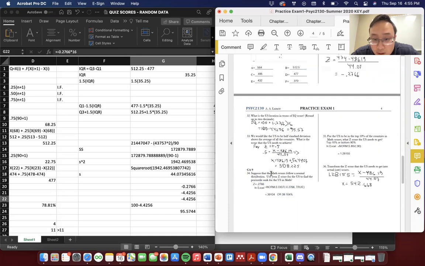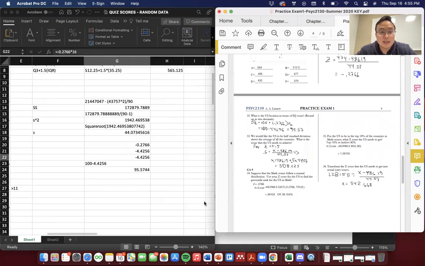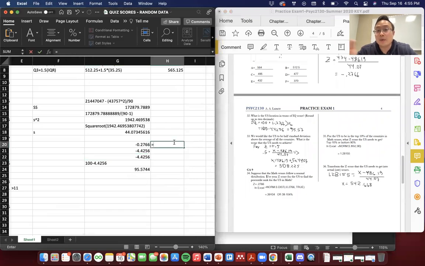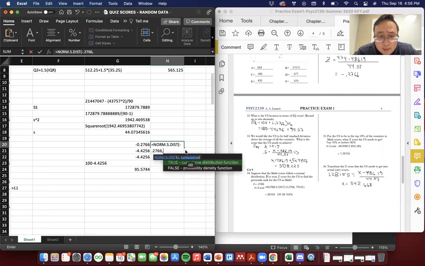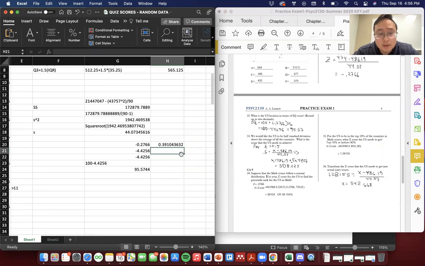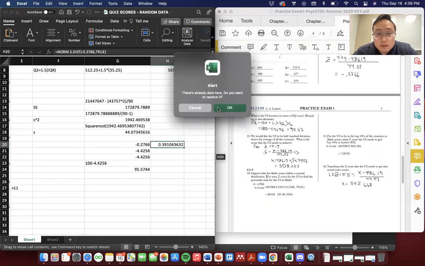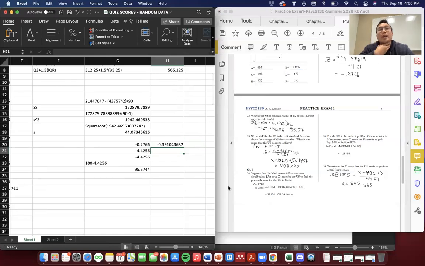This question: suppose the math scores follow a normal distribution, use your z-score to find the percentile rank. So we took our number 474, the US's actual score. This is made up though. We found the z-score. Well, what does the z-score mean? With this little function, we can know the percentile. Z is negative 0.2766, comma, true, enter, 39.104, right? I estimated 41 or 44, it's 39.